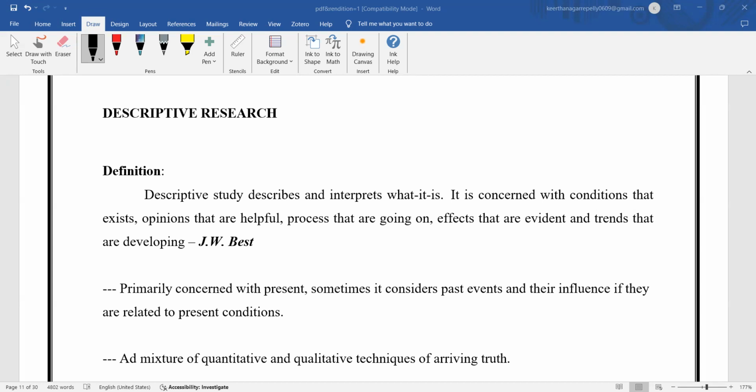So descriptive research can explain where, when, and how, but it never explains why. Okay, so let me give you an example.